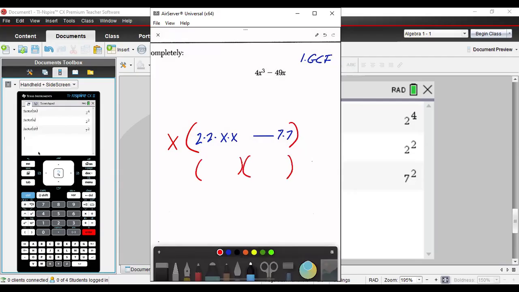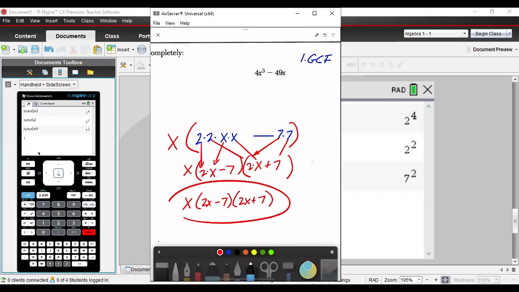Two parentheses, one of the twos goes here, one of the twos goes here. One of the x's goes here, one of the x's goes here. One of the sevens goes over here. It's going to be minus 7. One of the sevens goes here. It's going to be plus 7. Boom. Can't do anything else. So our final answer is going to be x times 2x minus 7 times 2x plus 7. This is completely factored. That's it. Stop, post.